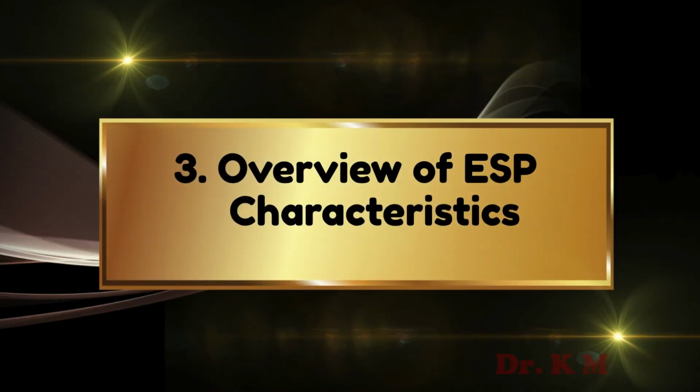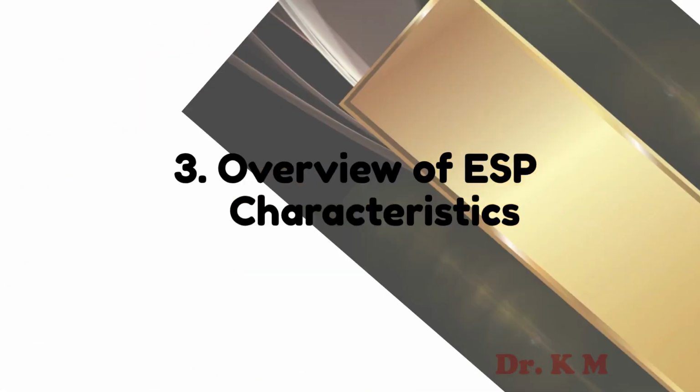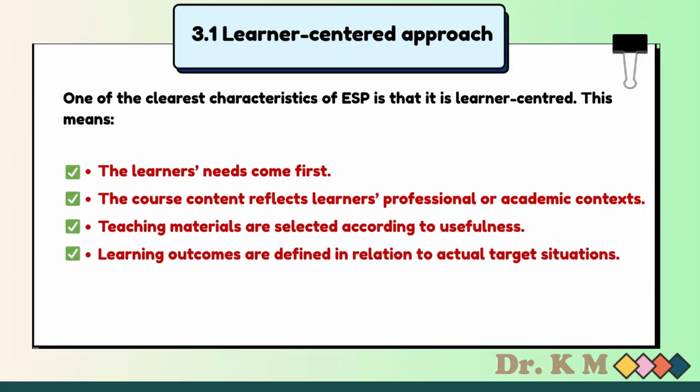3. Overview of ESP characteristics. Learner-centered approach. One of the clearest characteristics of ESP is that it is learner-centered. This means the learner's needs come first. The course content reflects learners' professional or academic contexts. Teaching materials are selected according to usefulness. Learning outcomes are defined in relation to actual target situations.